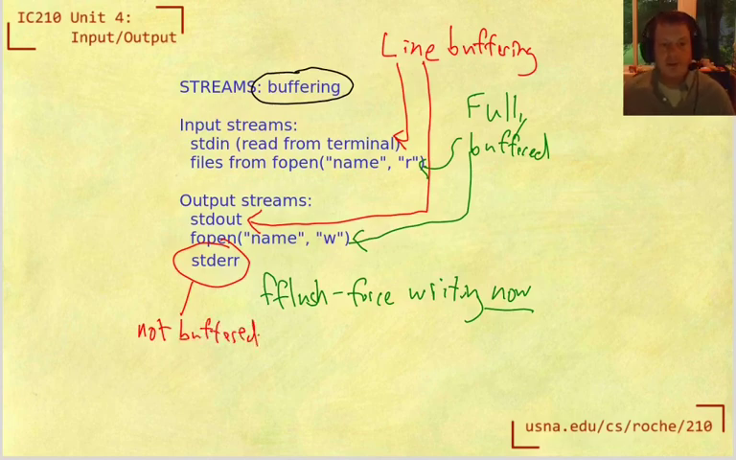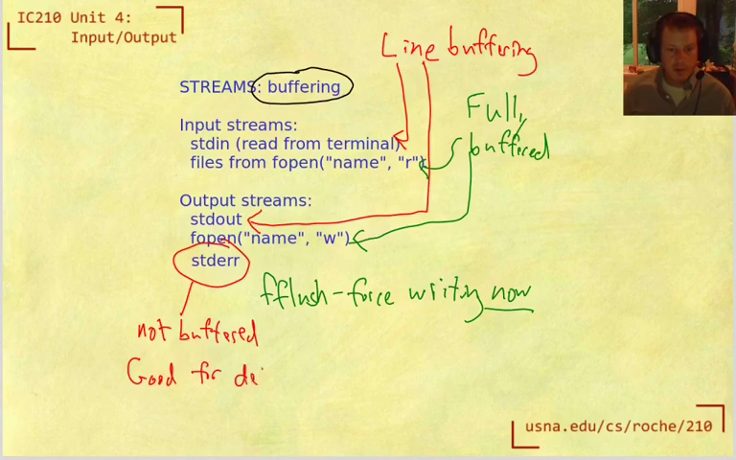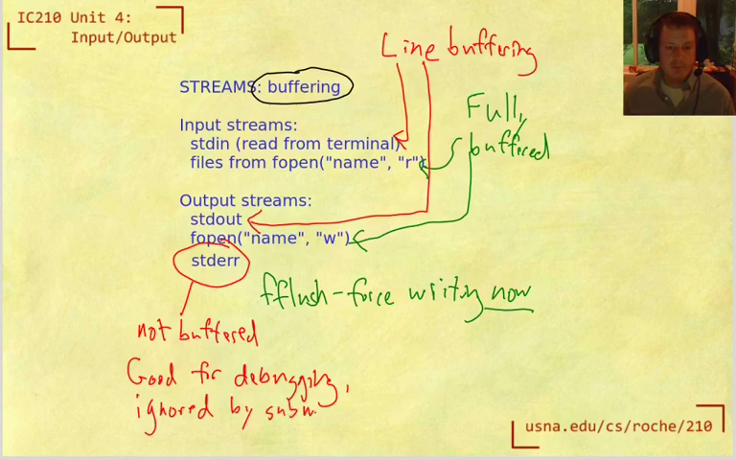That can be useful, especially when we're using debugging statements. So it's good for debugging. Another reason why it's good for debugging is because it's ignored by the submit system usually. Even though it'll show up on your terminal when you run your program, if you write something to standard error, it will not show up on the submit system. It'll show up, well, in a different place, but not in the regular output of your program.